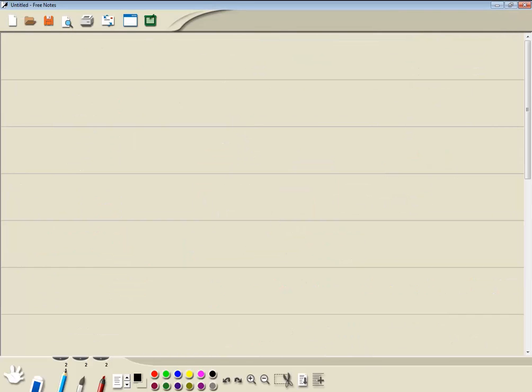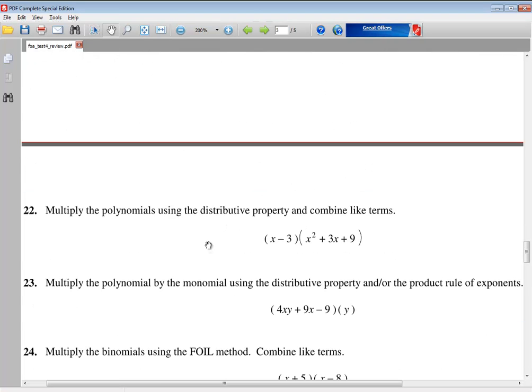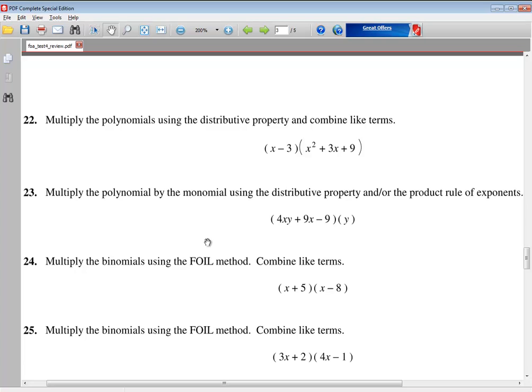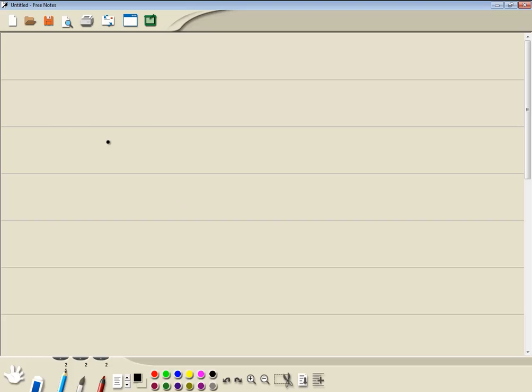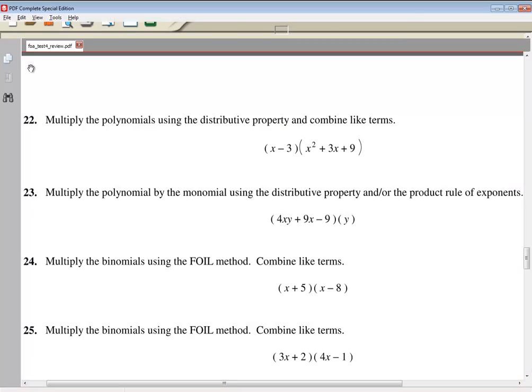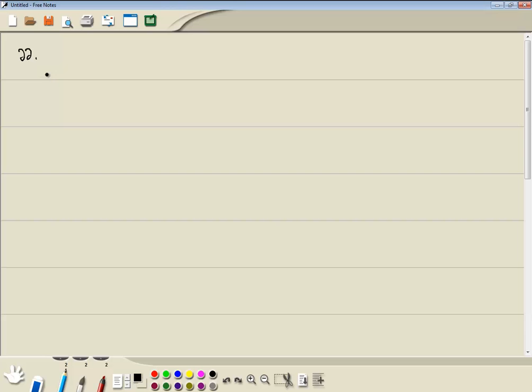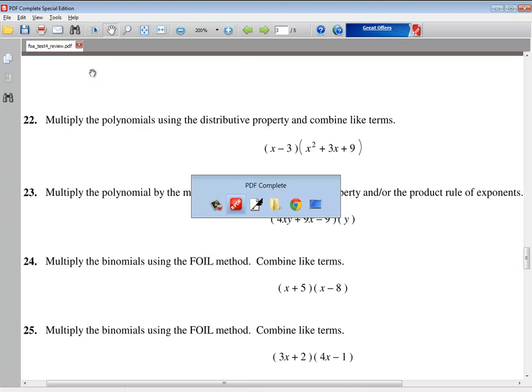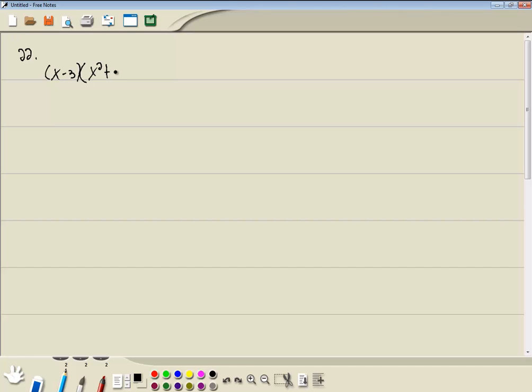Start a new page there. Go back to our PDF. And let's take a look at number 22. We got x minus 3 times x squared plus 3x plus 9. And we want to multiply these together. Well, our first term, the x, we're going to multiply it times each term over here. So I'll multiply it times the x squared, I'll multiply it times the 3x, and I'll multiply it times the 9.